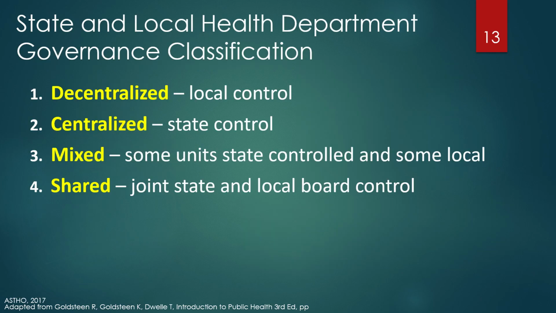The relationship between state health departments and local departments exhibits considerable variation. Local public health in the United States is organized in four ways, including decentralized, or led by local governments, centralized, or those run by the state, mixed, where there are some units run by the state and others by local governments, and shared, where all local health departments are governed by both state and local stakeholders through a joint board.